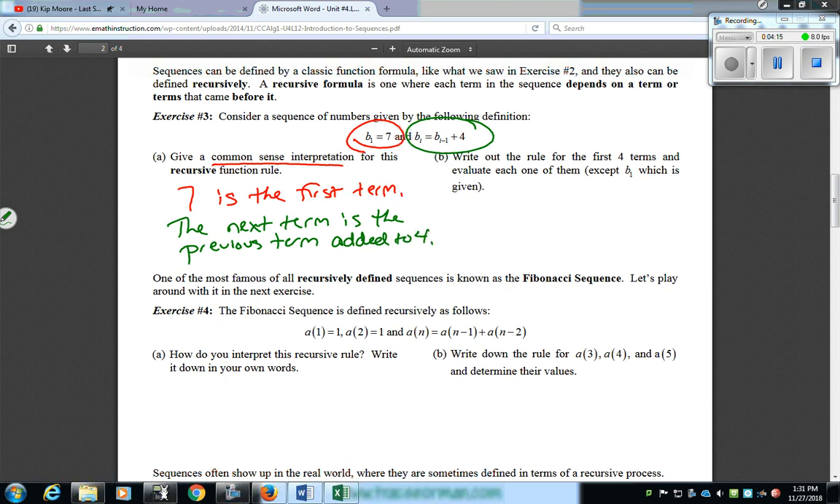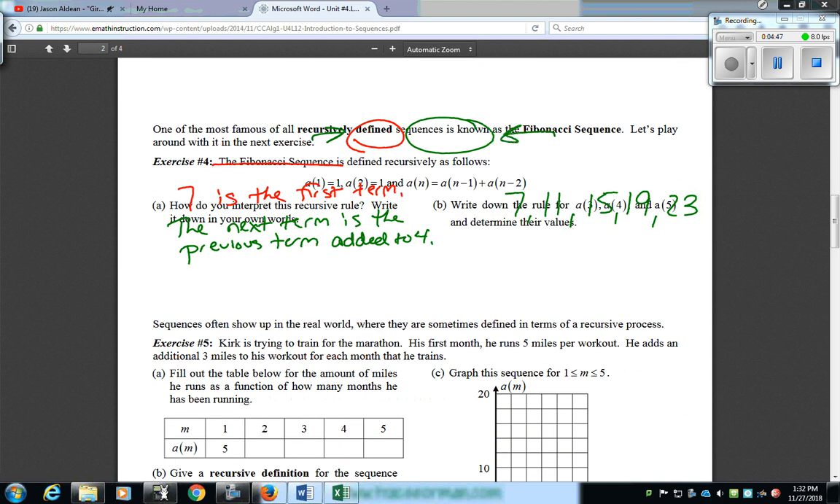So the first 4 terms, well, we know 7's the first one. And the next 3 terms would be 11, 15, 19. And they say do the first 4 except for B1. So the next one after that would be 23. For this, it's really important to understand what mathematics are taking place. You have your first term here, and then you have how it's changing to get the next one.